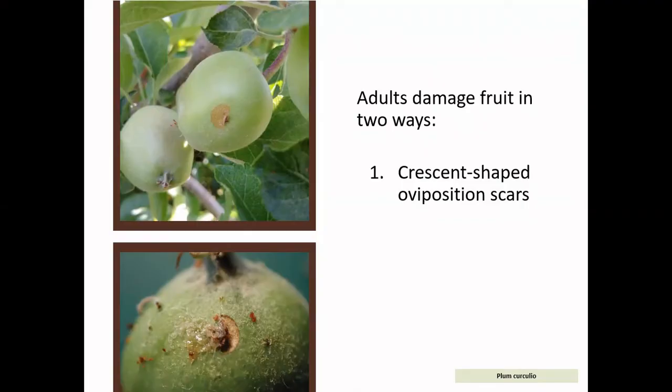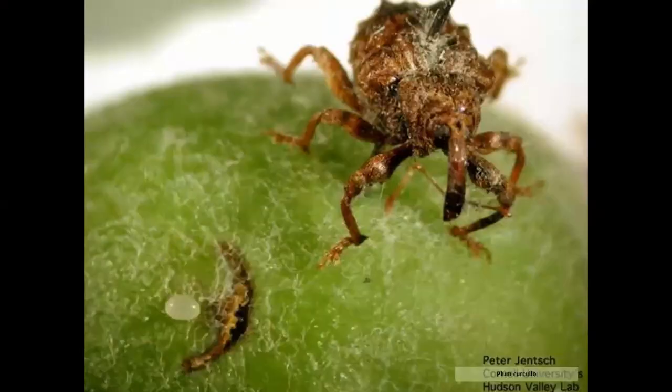Damage from plum curculio can happen in 2 ways. The most commonly found type of damage in the orchard are these crescent-shaped oviposition scars. This occurs when the female takes that long snout of hers and cuts a crescent shape in the fruit, peels back that skin, and lays her egg within the flesh of the fruit. You can see here in this picture, there's the female with her long snout. She's cut that crescent shape, and here is the egg that's been removed from under there, just so that you can get an idea of what it's like. So this egg is then underneath that skin, where it grows and develops protected underneath the skin.